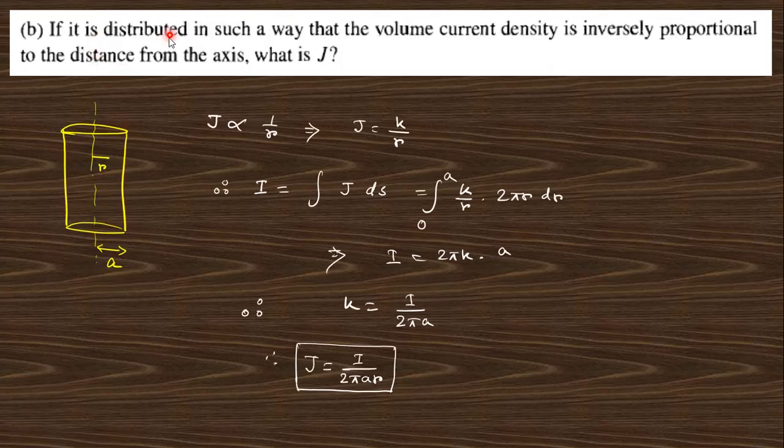Next one, if the distribution is such that the volume current density is inversely proportional to the distance, so J equals K by r. Then what is the value of total current, equal to integral J ds? So J equals K by r and ds equals 2 pi r dr, where 2 pi r is the periphery into dr. So this is the area. Just integrating, you will get 2 pi K a, from where we get the value of K. After getting the value of K, put it here and you will get the expression of J. Clear? Next question.